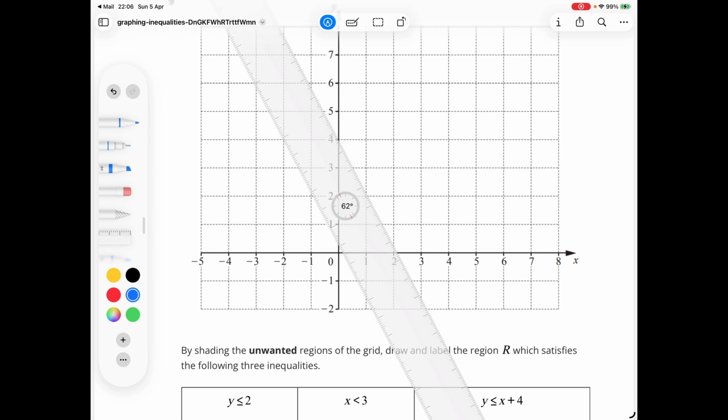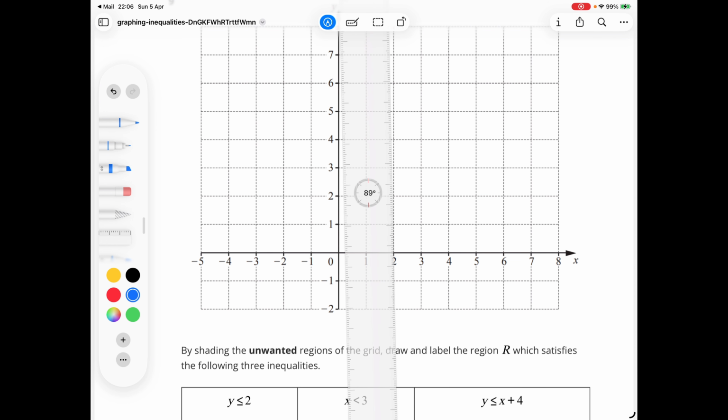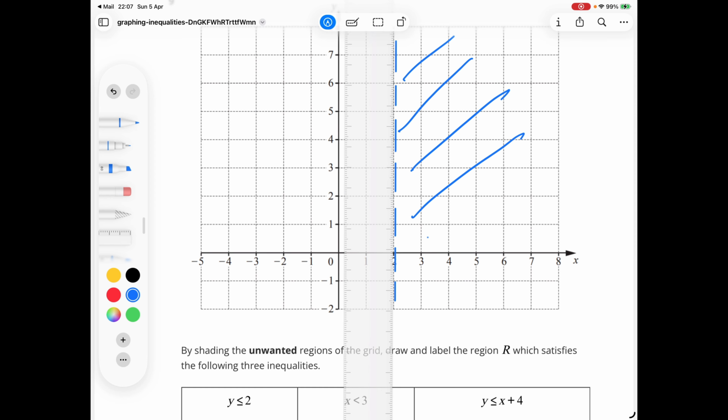smaller than or equal to 2. So that means, I think that has to be a kind of that sort of thing. So that means this bit here is not part of the graph. So I've got rid of that. Okay.